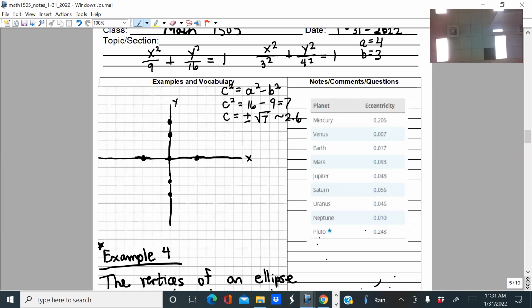If you wanted to write them down perfectly, you could say one focus is at 0 and square root of 7, because it's on the y-axis, right? And the other focal point is 0 and minus the square root of 7. So on the y-axis. And then just try your best to connect these points, these intercepts, with a nice smooth elliptical curve. Not too bad.